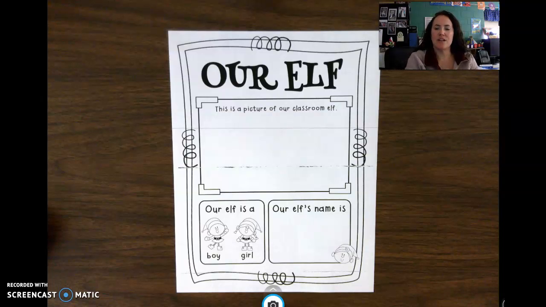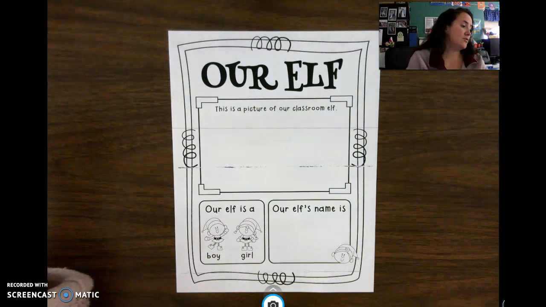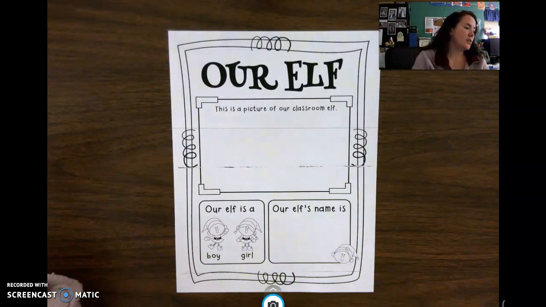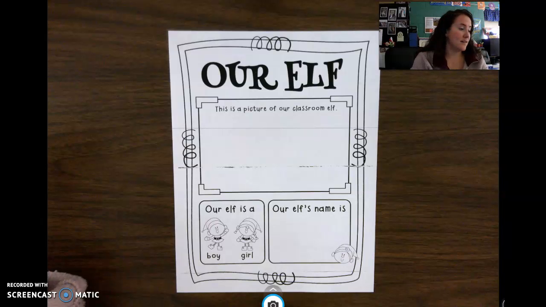Kindergarten. Today we're going to be doing a little writing and drawing about our class Elf. So the first thing I wanted to do is show you where he is today. This is pretty silly. I think you're going to like it.